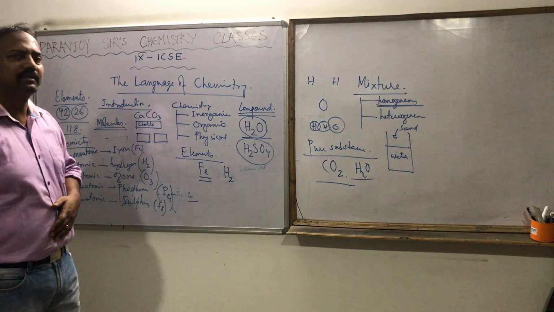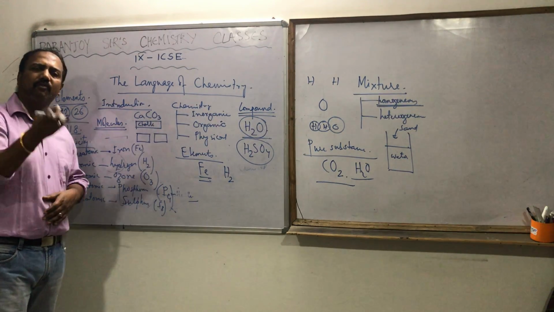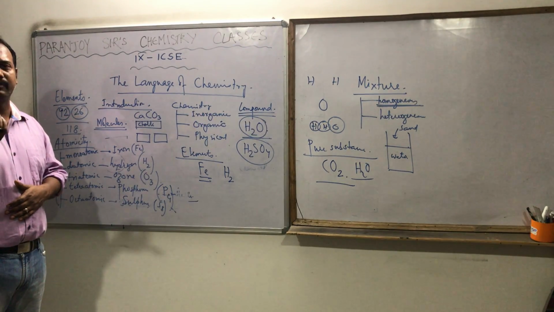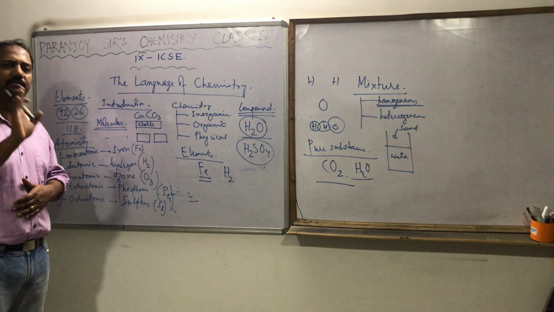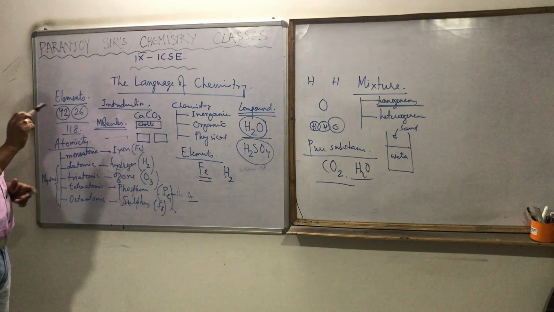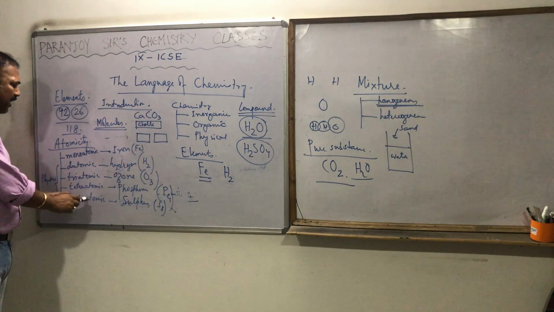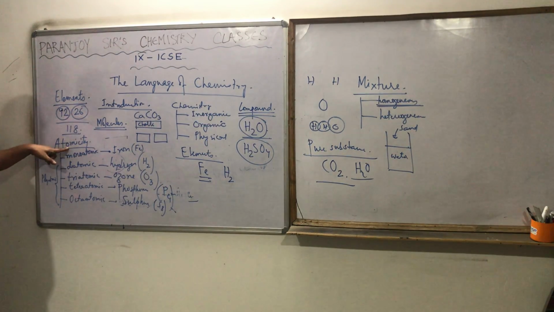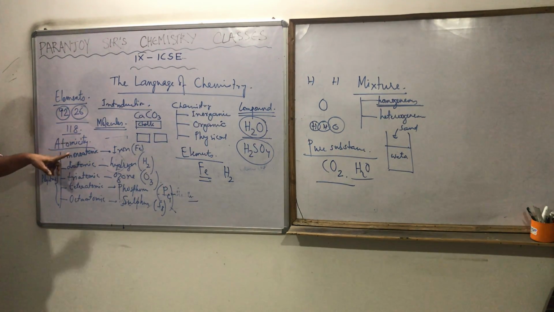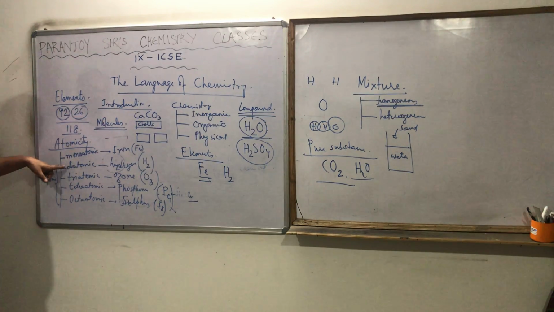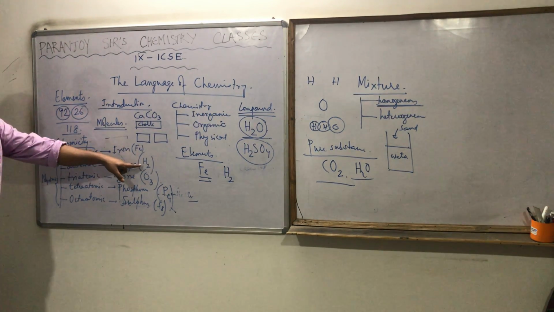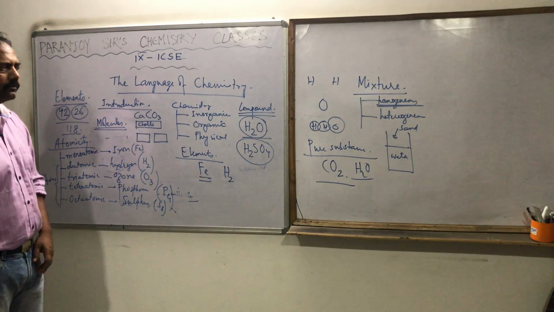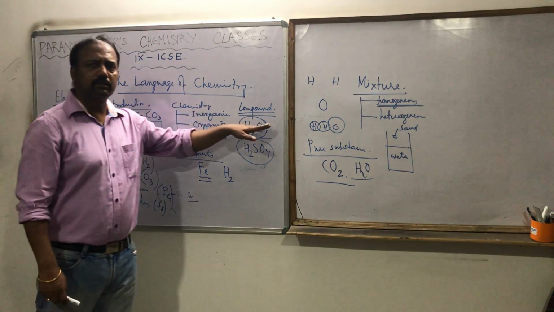What is an element? An element is made up of one type of atom. It may be one atom, 2 atoms, or 3 atoms, but the type of atom is one. Depending on the number of atoms present, they can be categorized in different ways, and that is what is called atomicity. Monoatomic means only one atom is present in the element. Diatomic, 2 atoms. Triatomic, tetraatomic, octaatomic.